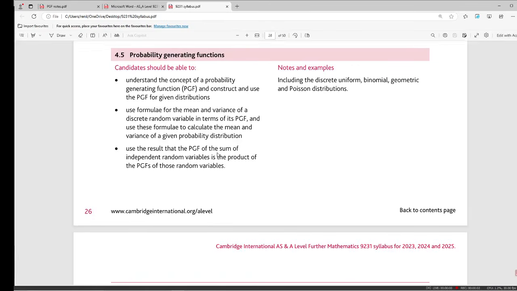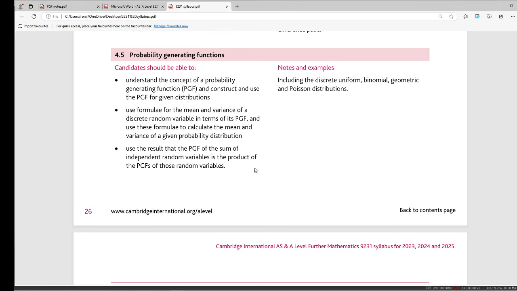Welcome back, guys. Today we're going to be doing probability generating functions from the 9231 syllabus of Further Math AS and A level CIE board. So let's begin. The concepts that we're going to tackle today of PGFs are these right here. First we'll understand the fundamentals and then we will go to the specialized based questions.